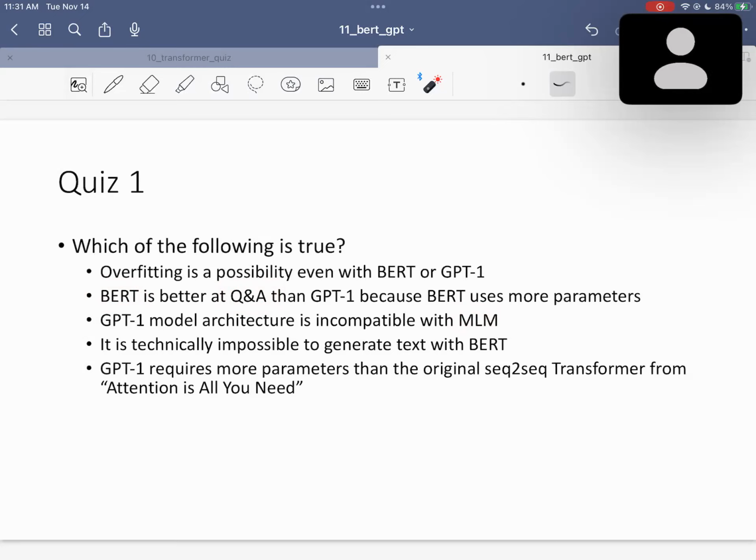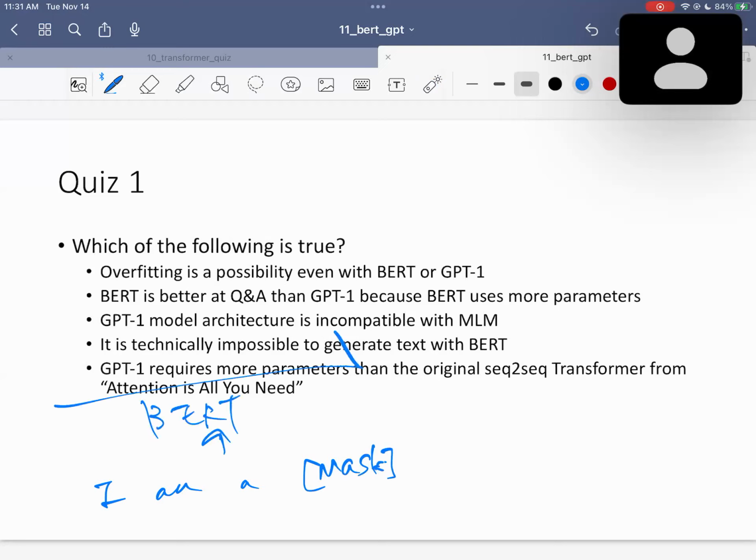And the third one, it is technically impossible to generate text with BERT. Actually, no, you can generate text with BERT because you can just simply unmask the next token. So for example, "I am [mask]." Let me write it here. If you put it into BERT, then BERT will give you 1, 2, 3, 4, and this will probably be what? "A boy." And then you put "boy" in, and then you put the next mask.